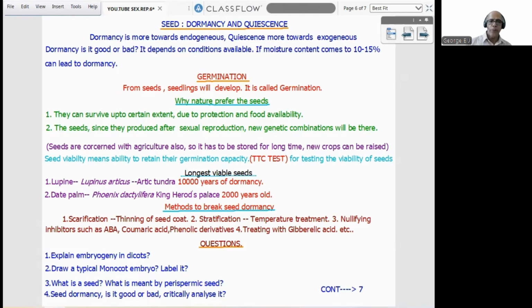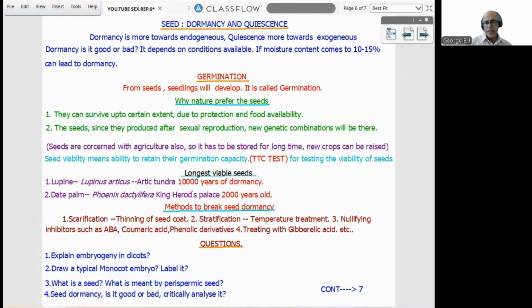How can we break seed dormancy? One is called scarification, thinning of the seed coat. Another is called stratification, temperature treatment. Third, identifying the inhibitors such as ABA, coumaric acid, phenolic derivatives, and suppressing them by using chemicals against them. And fourth is treating with gibberellic acid, which helps to break seed dormancy.